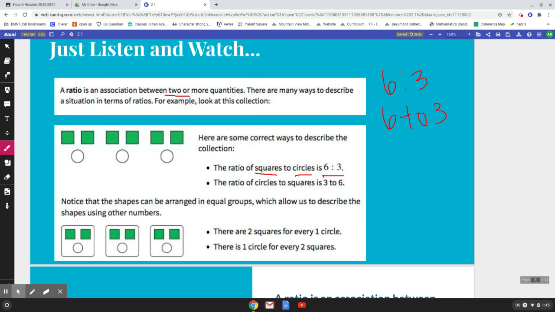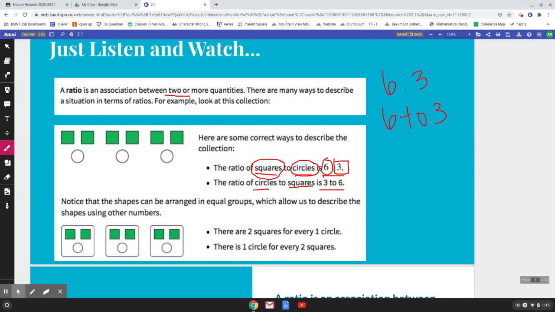Okay, now the important thing to know with ratios is if the word squares comes first, the number for squares needs to come first. If the word circles comes second in the ratio, then the number for circles needs to come second in the ratio. That's a common mistake that kids make. So then it says the ratio of circles to squares is 3:6. So notice how this time they went from circles to squares. So these two numbers switch.